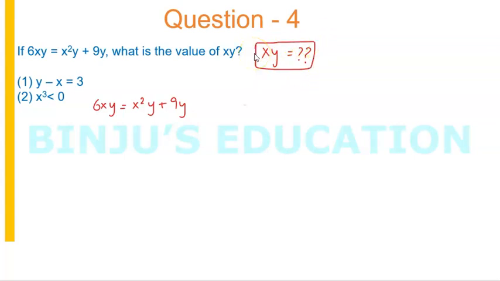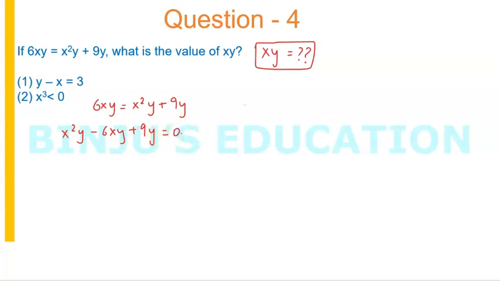Okay, now the first thing, before I even go through option number one and option number two, the first thing that will come to my mind is: let's bring all of them on one side of the equality. So let's subtract 6xy on both sides, and I will get x square y minus 6xy plus 9y is 0.